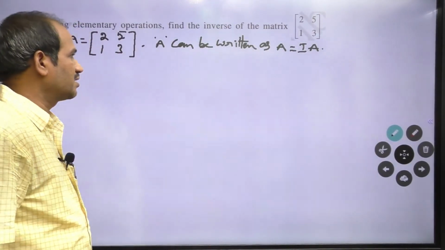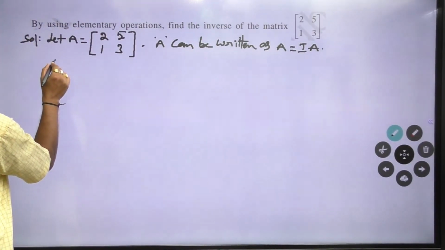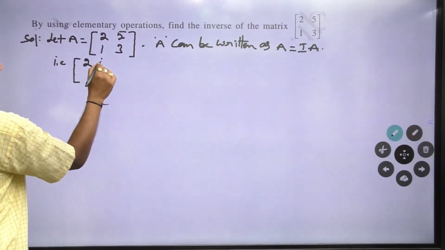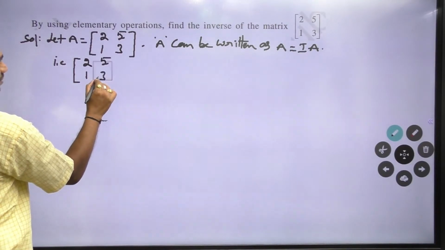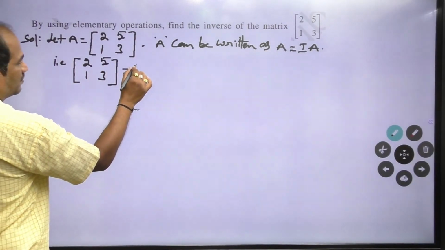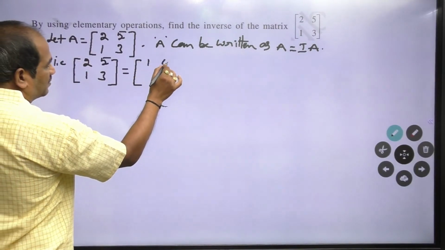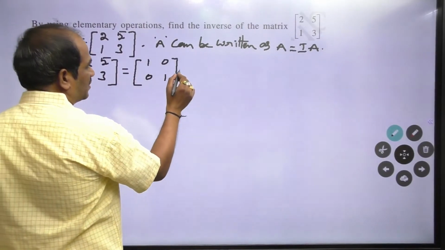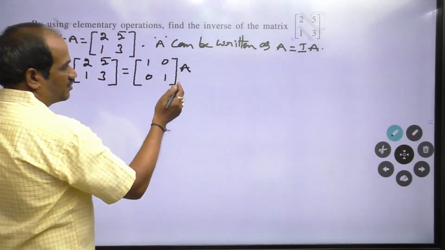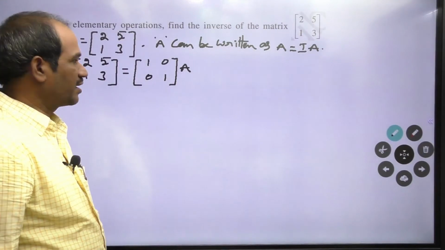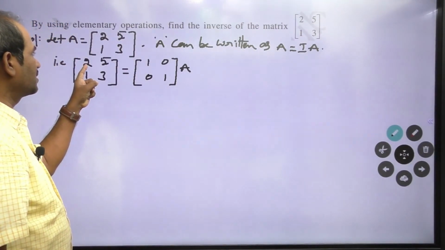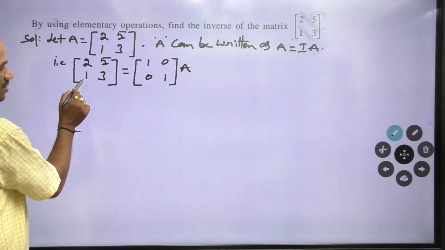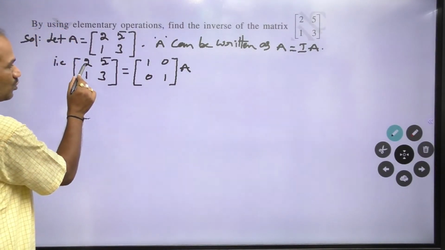Next, replace the A matrix here. The A matrix is 2 5, next 1 3, equal to I, the identity matrix, 1 0, next 0 1, into A. Don't write the rest, only write A. Next, converting into 1. Here 2 is given; this R2 element is 1 here, 2 minus 1, 1 coming.